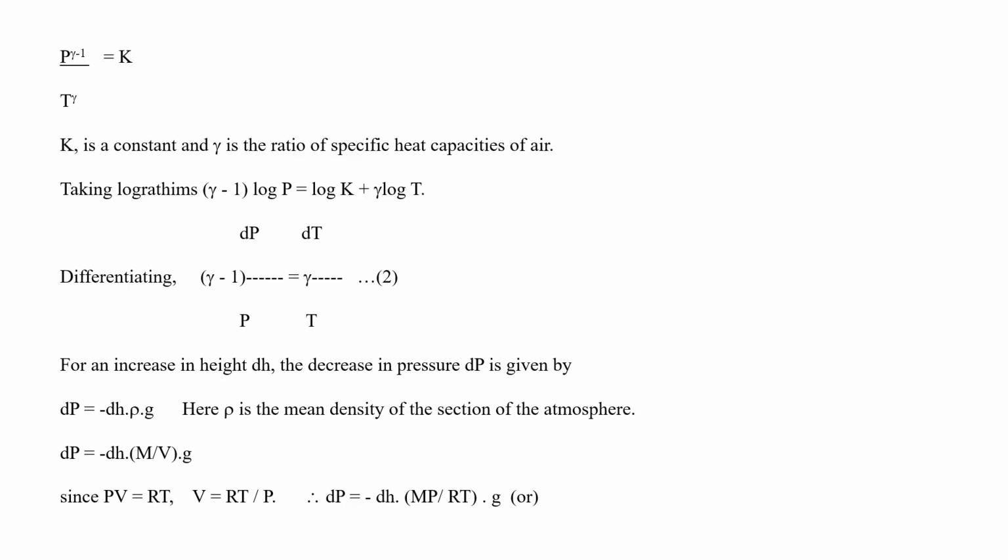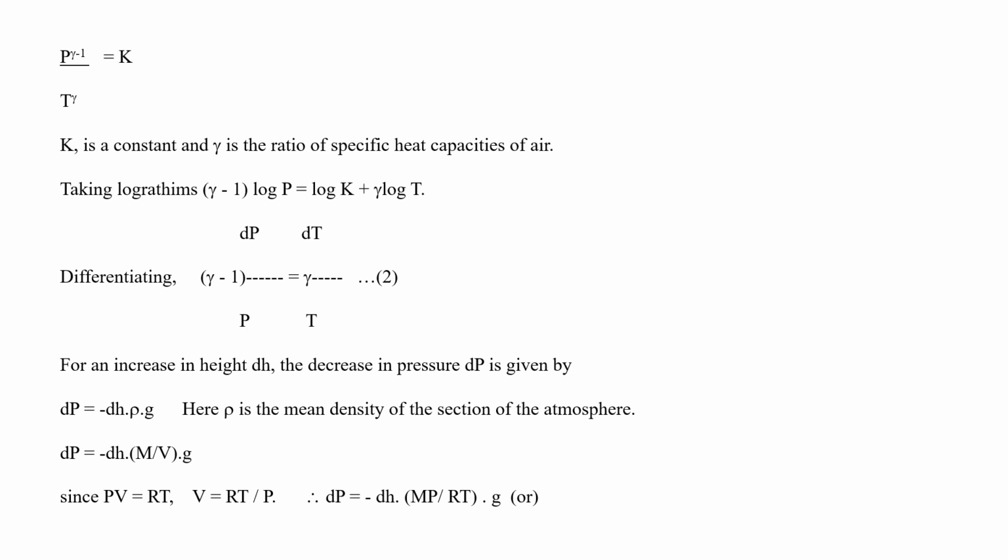Therefore, you can write the adiabatic equation as P^(nu-1)/T^nu = K. K is a constant, and nu is the ratio of the specific heat capacities of air, that is nu = Cp/Cv, the specific heat at constant pressure to the specific heat at constant volume. Taking the logarithm of this quantity, (nu - 1) log P = log K + nu log T.